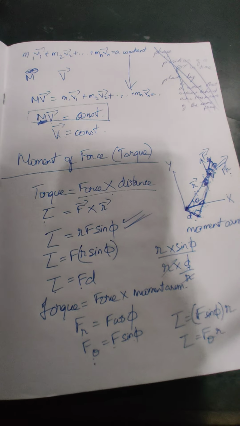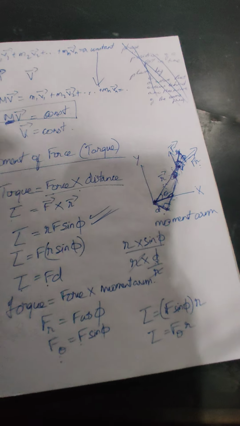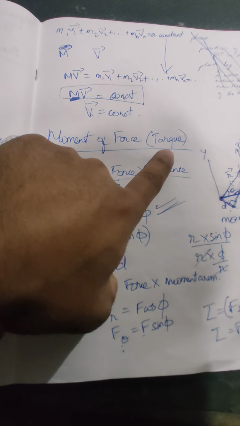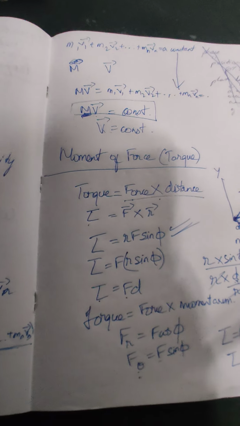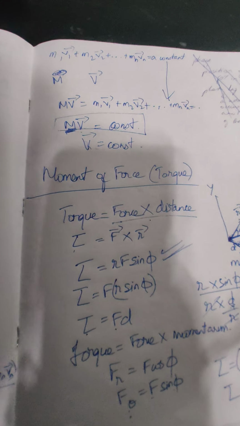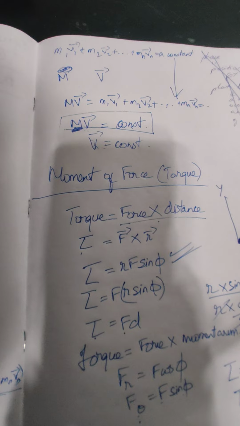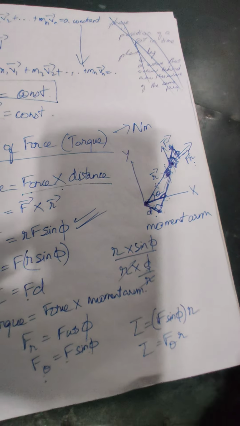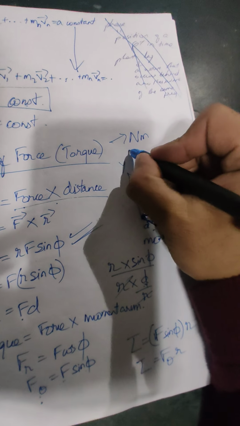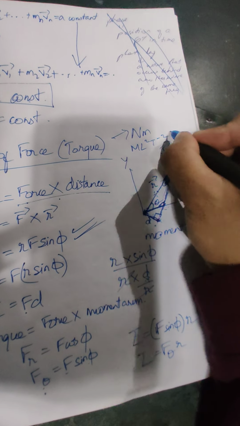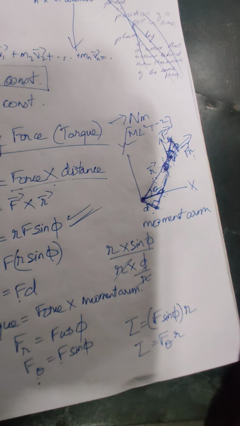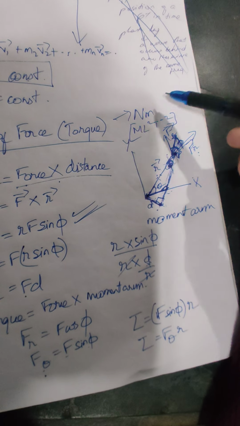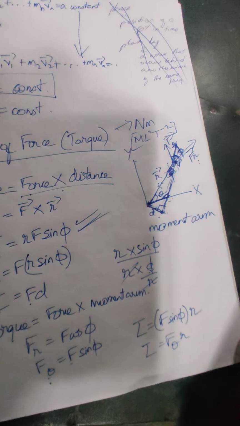Now in the next topic, we have angular momentum. I have just finished explaining moment of force, torque. Before I go into the next topic, the SI unit of torque is Newton meter, and the dimensional formula is ML squared T minus 2. I will not explain how we get this since we have talked about it many times.